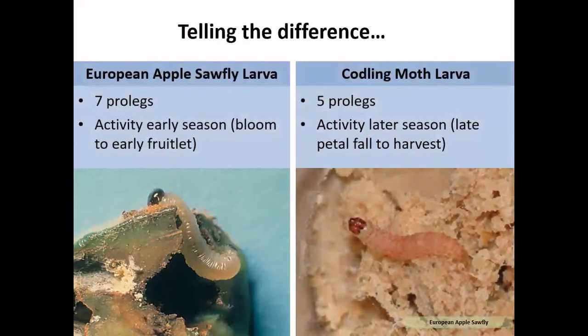So as I mentioned, the larva does look similar to codling moth. The difference between these two, in terms of determining which species you're dealing with, is going to be about the activity, or when you're actually seeing this pest. European apple sawfly is going to be in that early season, basically from bloom to early fruitlet development. Whereas codling moth activity doesn't actually occur until later season, so late petal fall and leading up until harvest.